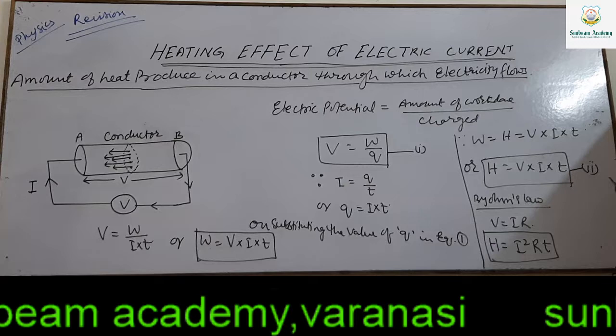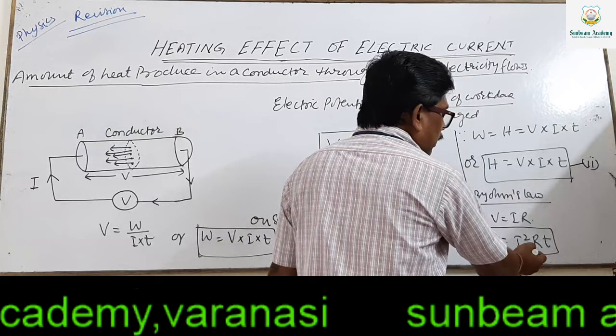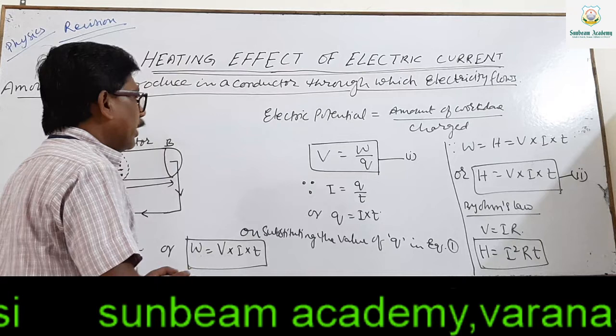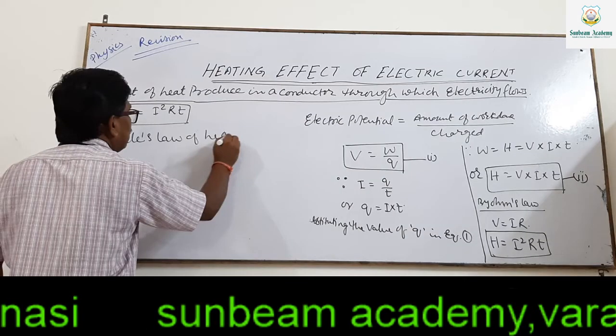Now, this equation is known as Joule's law of heating effect. As per this equation, how will we define Joule's law of heating effect? Let us see. The equation is H is equal to I square RT. This is called Joule's law of heating effect.